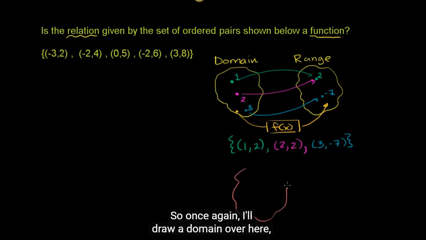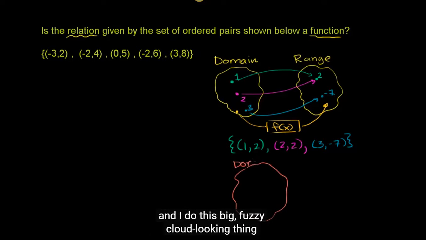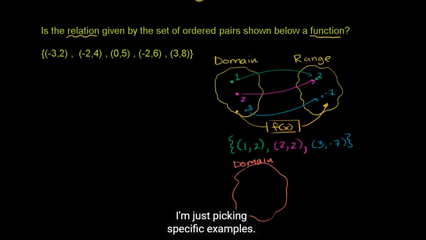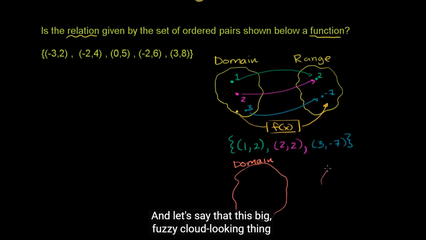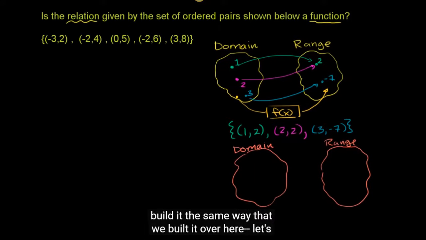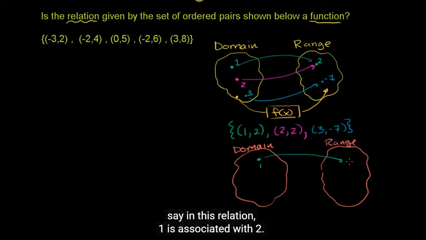So once again, I'll draw a domain over here, and I do this big fuzzy cloud looking thing to show you that I'm not showing you all of the things in the domain. I'm just picking specific examples. And let's say that this big fuzzy cloud looking thing is the range. And let's say in this relation, and I'll build it the same way that we built it over here, 1 is associated with 2. So let's build the set of ordered pairs.